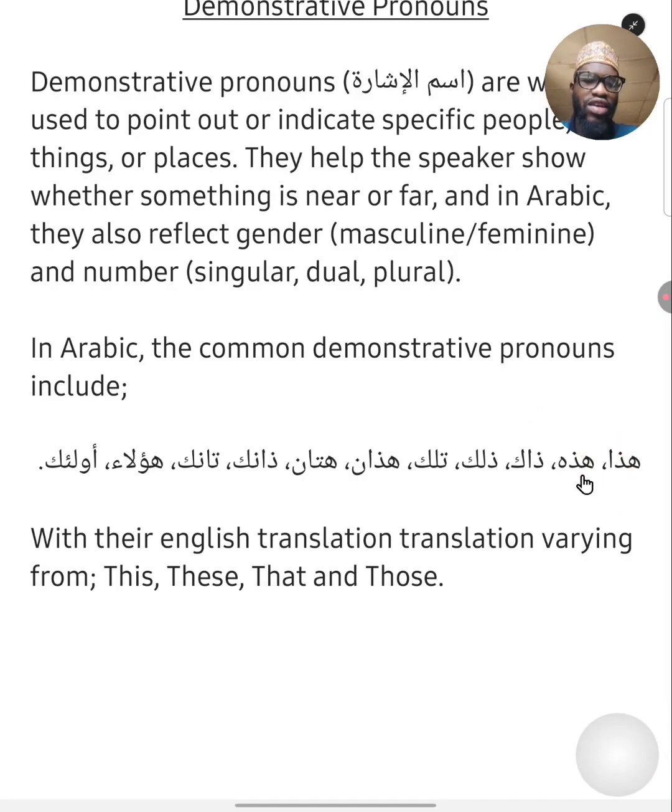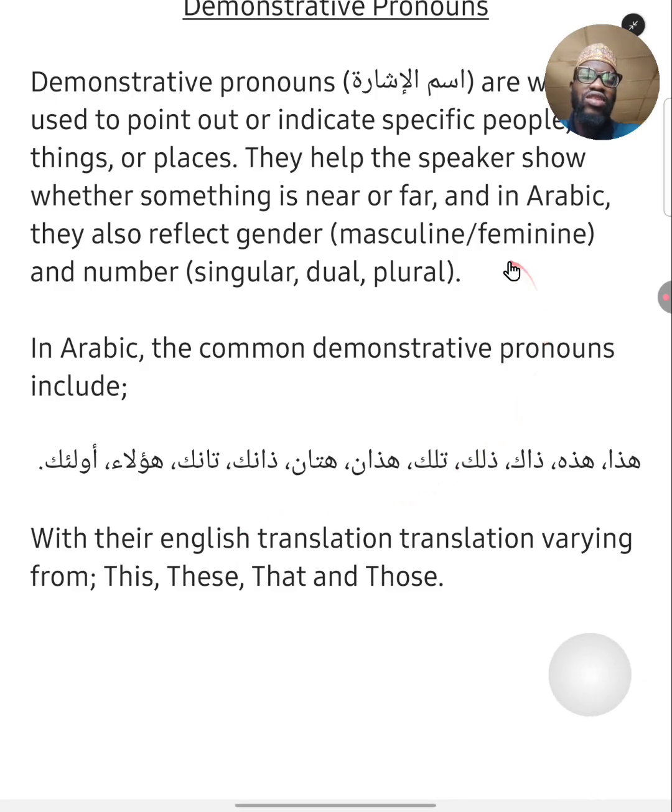We are still coming there actually. Haza indicates that the thing or the person in context is a male, a masculine, while hazihi indicates that that person or that thing or that place is a feminine. But that's not the case with this, that, and those. That's not the case with demonstrative pronouns in English.